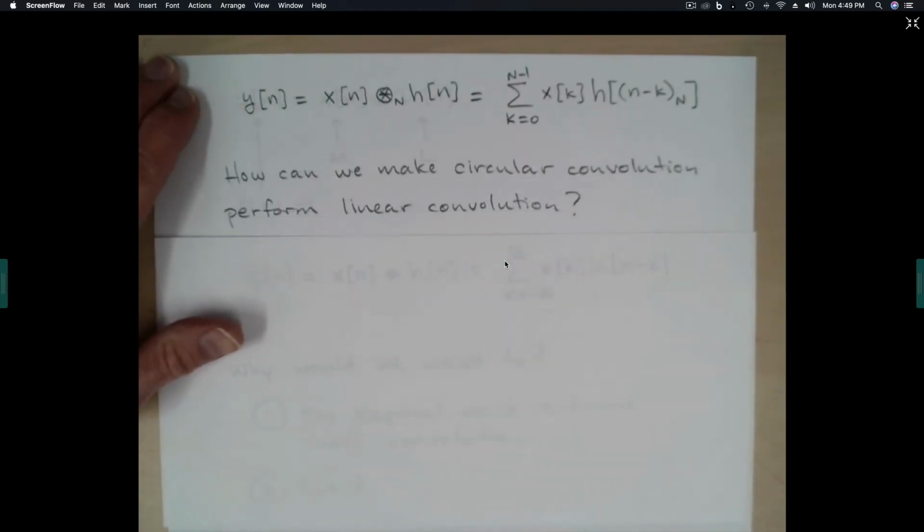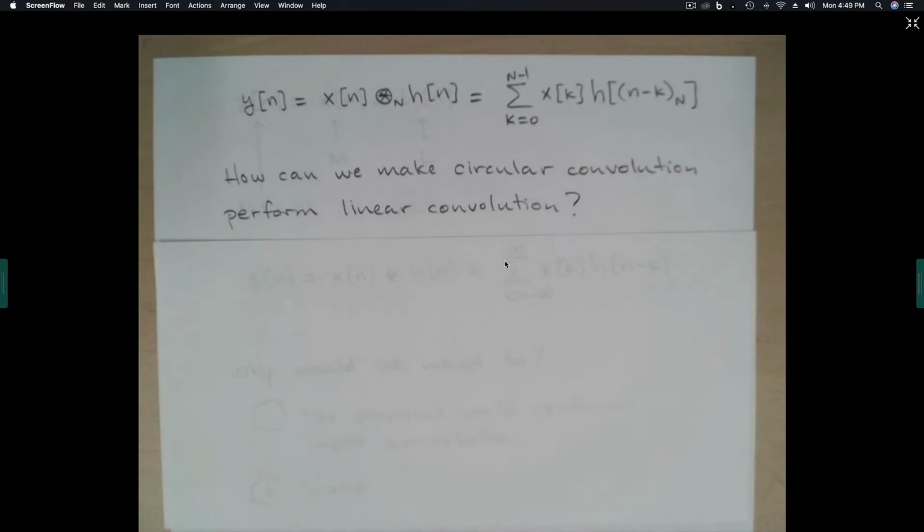So we have this question. One, how can we make circular convolution perform like linear convolution? We'll study circular convolution in just a minute and look at some illustrations to understand what's going on and why it is not equal to linear convolution. And then we'll want to ask the question, how can I make circular convolution perform like linear convolution?